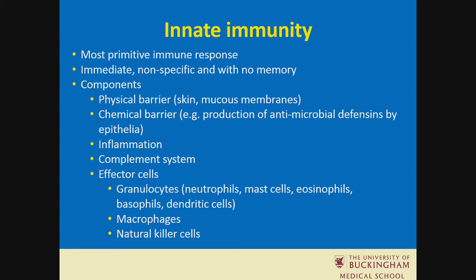So it's an effective system, but it's not particularly smart, and it doesn't have a memory, but it can prime the adaptive immune system. And some of the cells overlap. So these divisions are not absolute. It's just a convenient way of explaining it. There are a number of components to innate immunity. I mean, the best one, of course, is the skin. It's a physical barrier.